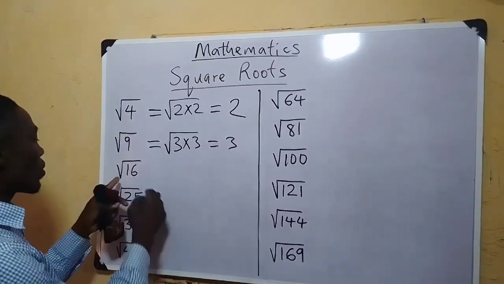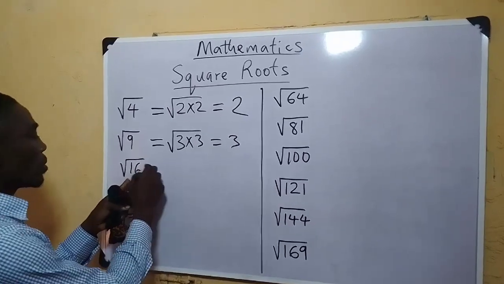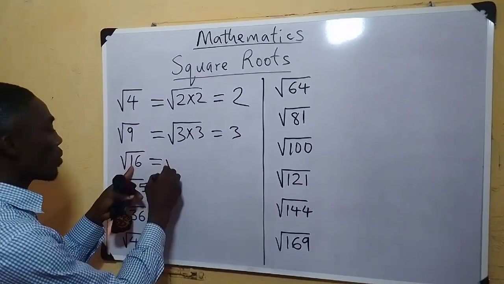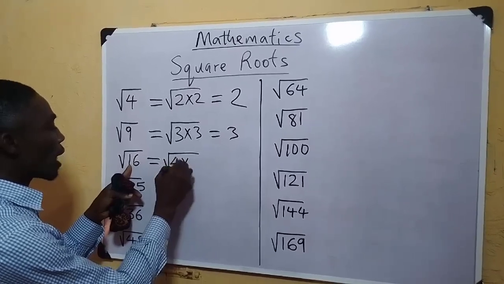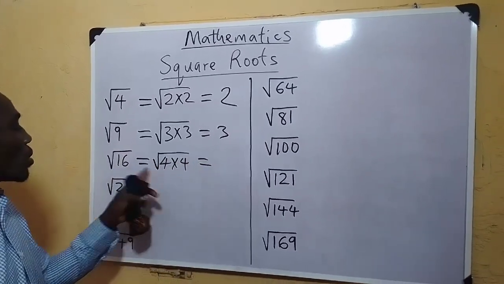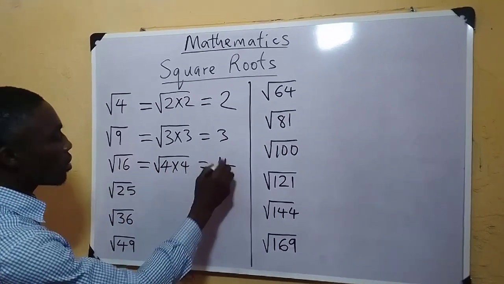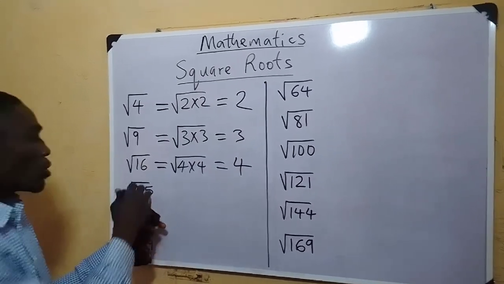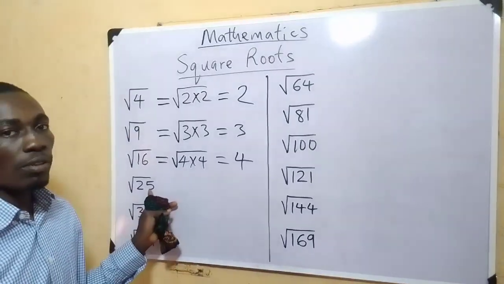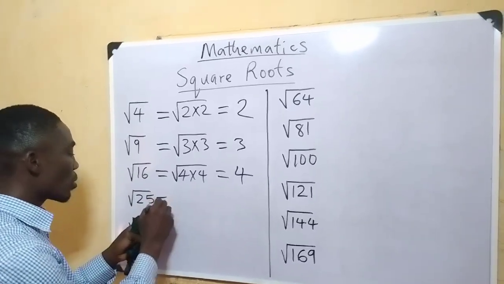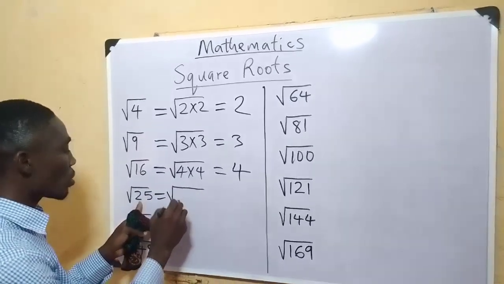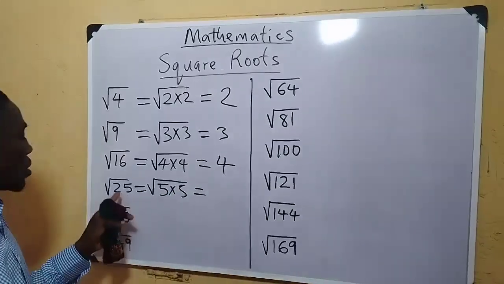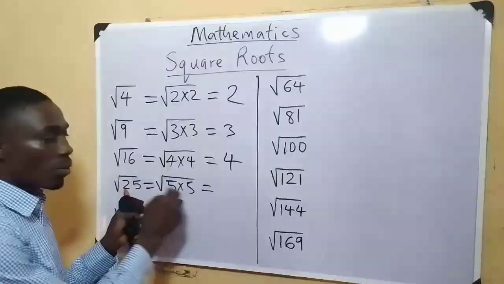If you want to get square root of 16, which number will multiply 2 times also to give you 16? That is 4. So you have 4 times 4. So that means square root of 16 will be what? 4. Then next is 25. Which number will multiply 2 times to give you 25? That is 5. So you have that 25, square root of 25 is 5 times 5, which will give us what? Square root of 25 will now be what?